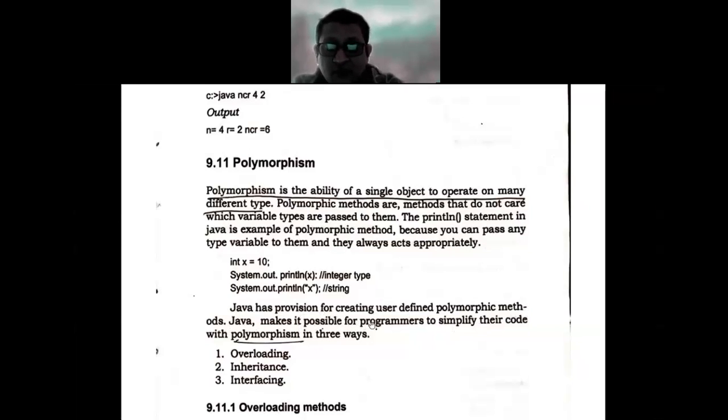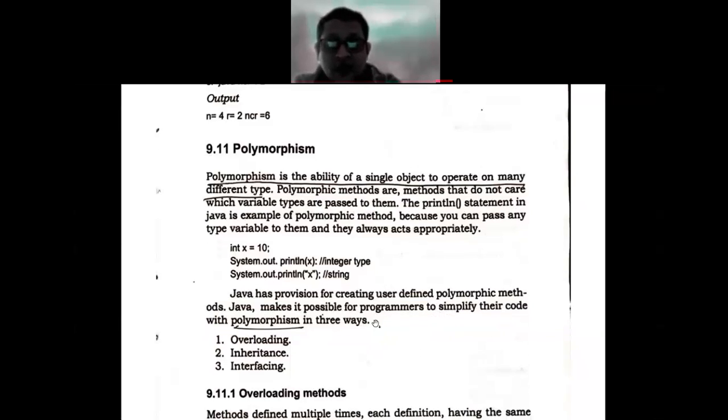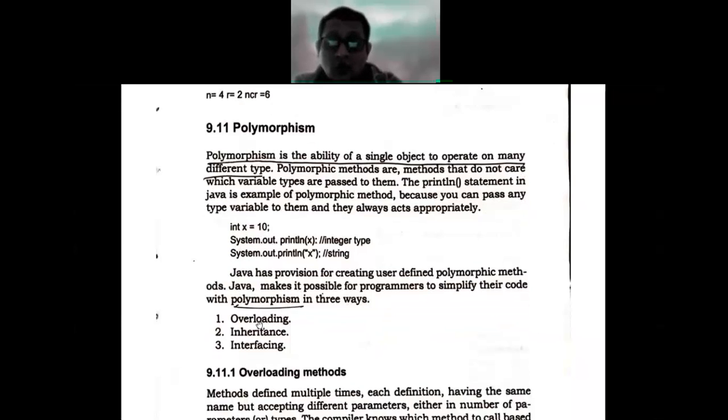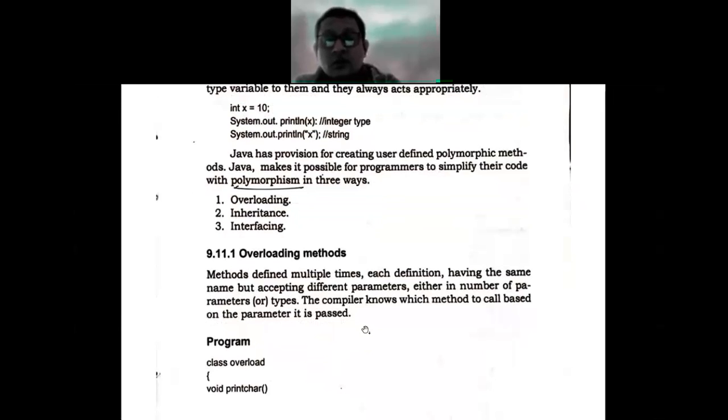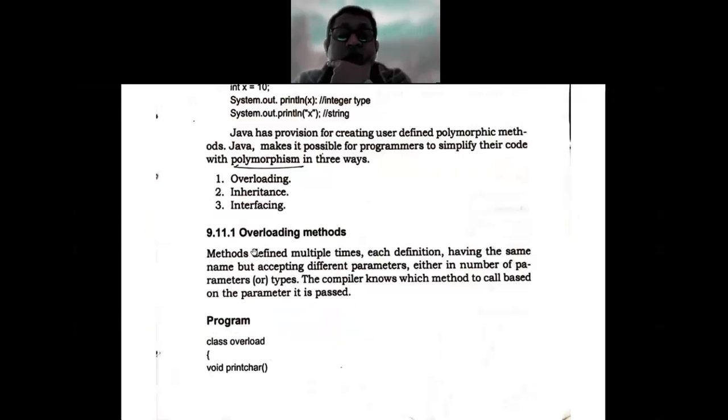Java makes it possible for programmers to simplify their code with polymorphism in three different ways. So three ways to have polymorphism: overloading, inheritance, and interface. First we will see overloading. Function overloading is a good example of polymorphism. Apart from that, polymorphism is also achievable by inheritance and interface. So far as overloading methods is concerned, it is very simple. You define one method in different ways. They will be called overloaded methods.